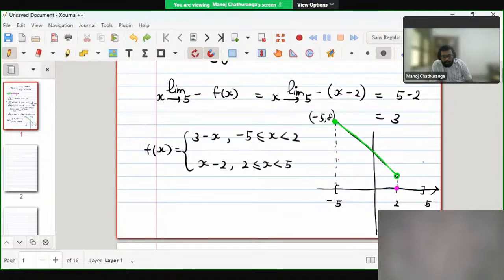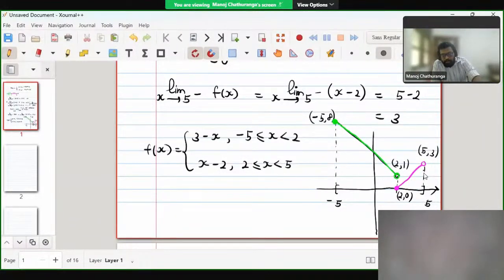But the function is undefined at that point, at 5. So the graph looks something like this. So 5, 3. This is 2, 1. The point over here is 2, 0. This is how the graph of this function looks like. And you see there's a clear discontinuity at 2 because left limit and right limit are different. Therefore, there is a jump discontinuity.